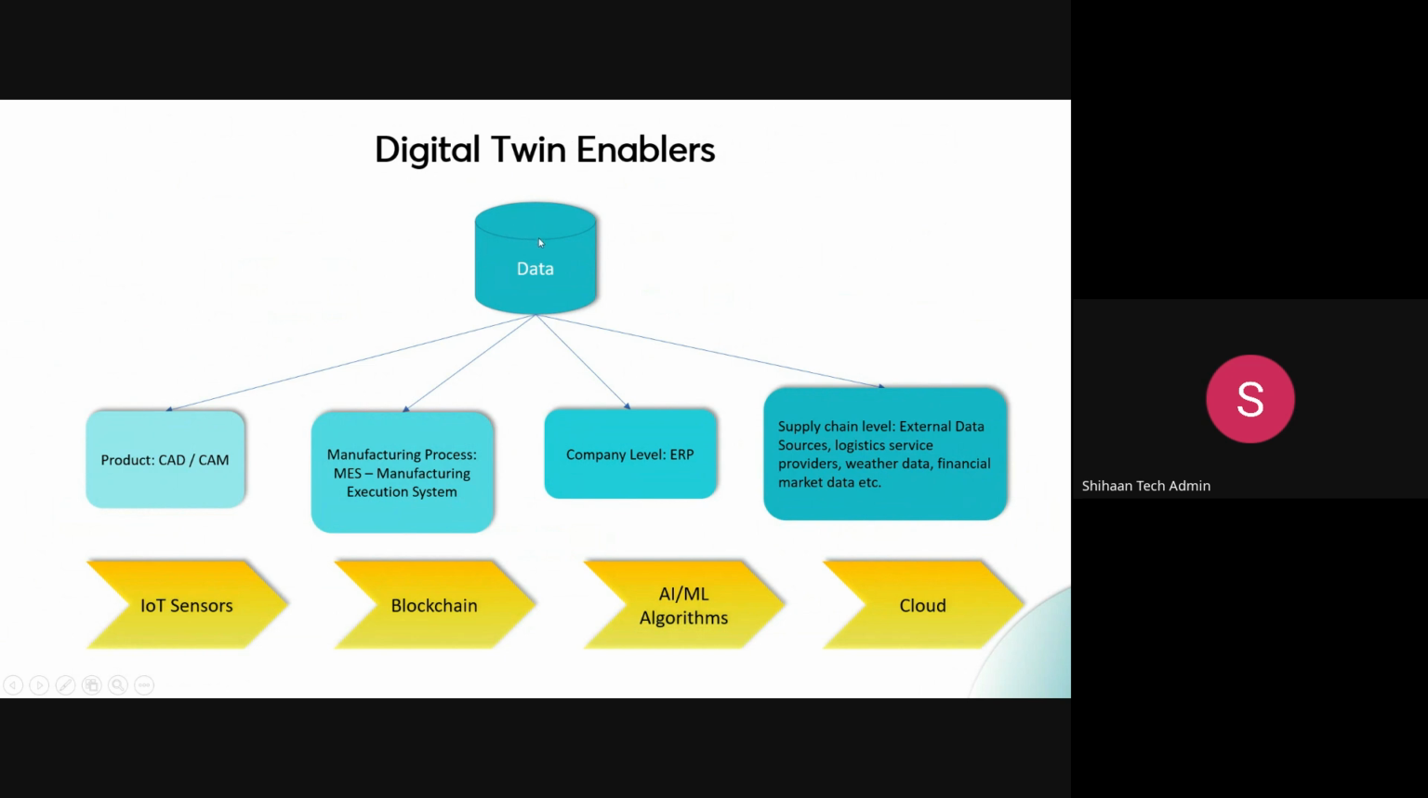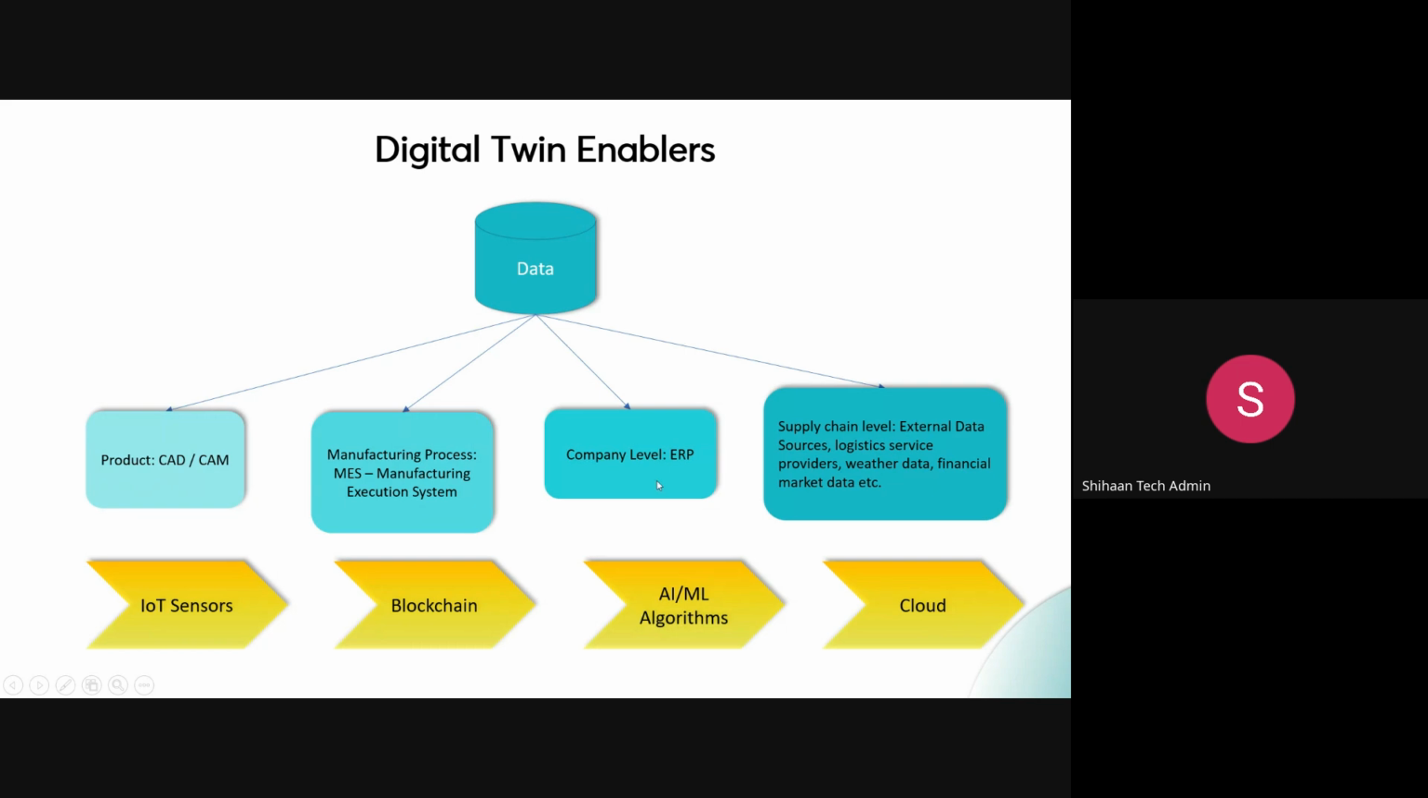When you are building a virtual system for a real world system, you need data. Data at the product level can come from the various software where you are building or manufacturing your product. When you talk about the process, it can come from your manufacturing process system, which is called MES, manufacturing execution system.